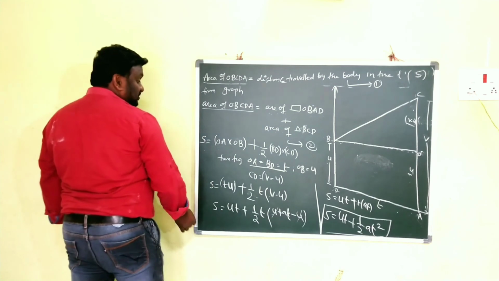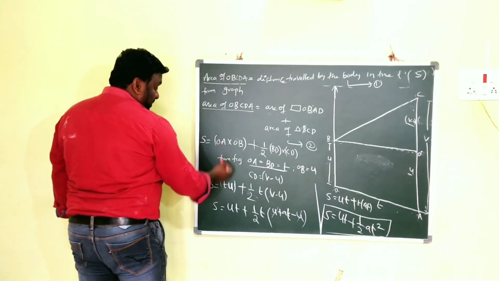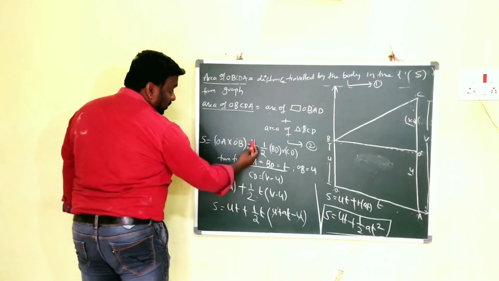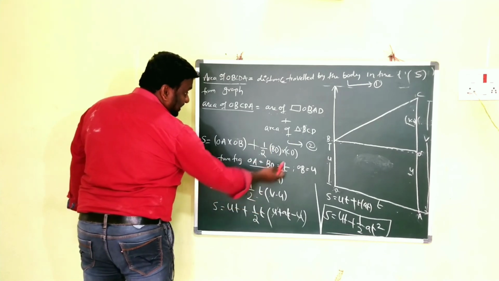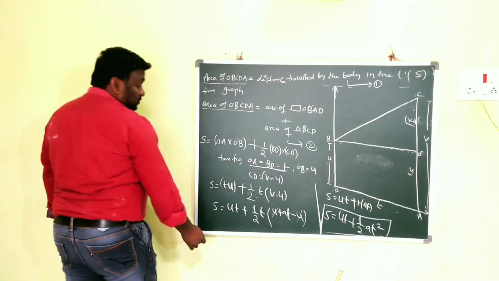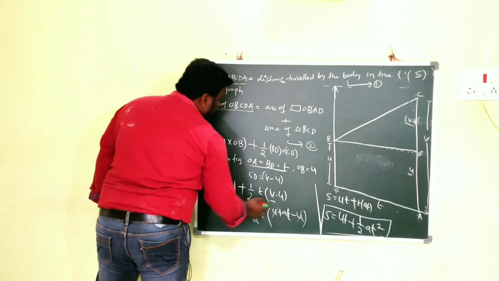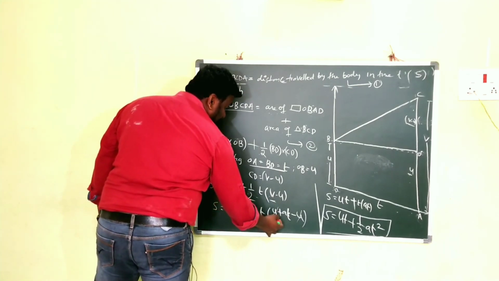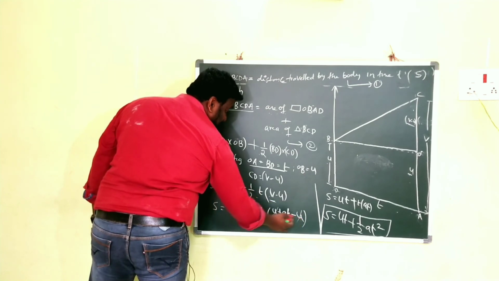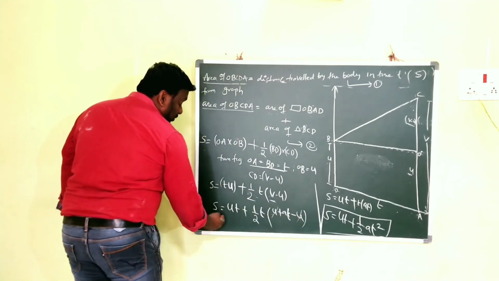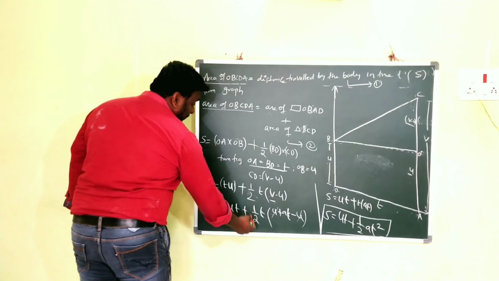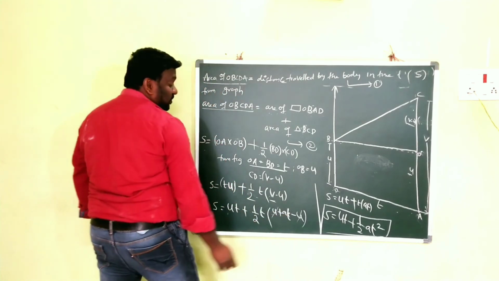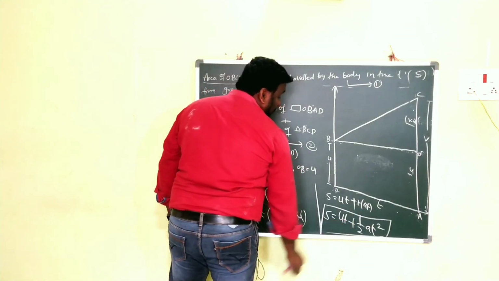So we have to put all the values. S is equal to T into U plus half into BD, which is T, and CD, which is V minus U. So here one small substitution is there. What is that? V is equal to U plus AT. Substitute there. V means U plus AT minus U. Minus and plus cancel. Then what do you have? S is equal to UT plus half into T into AT. That is, S is equal to UT plus half AT square.